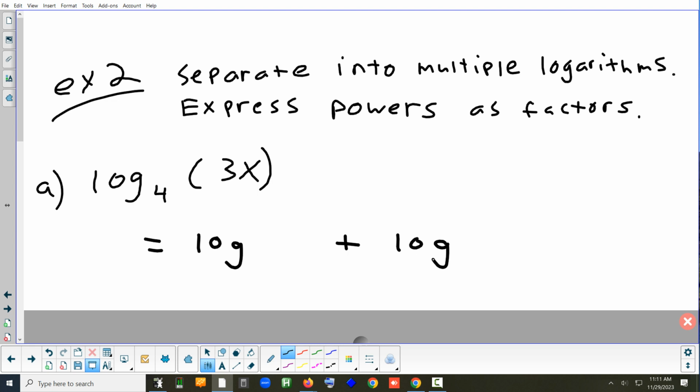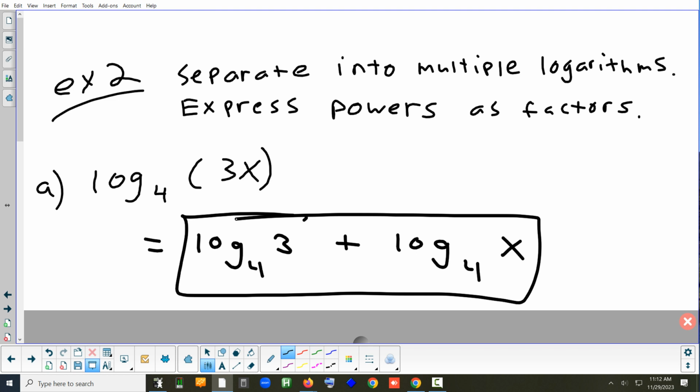What's going to be the base on each one? 4. Same as the base you started with. And my first argument? 3. And the second argument? X. That's how you split that log up. What differentiates what argument goes to what one? Just like which one's on the left goes to the left log? Yeah, with addition it doesn't really matter because you could change the order you add these in. Okay. With subtraction it does matter. You have to put the top one first and the bottom one second. Okay.